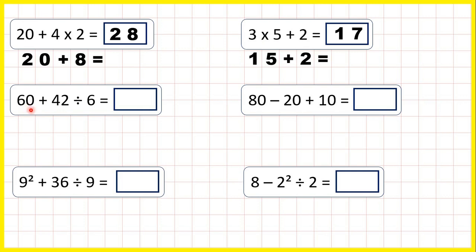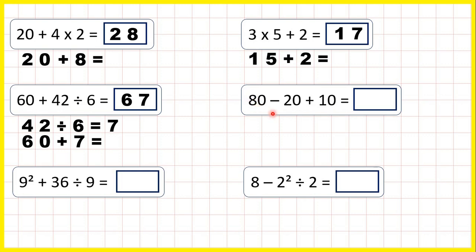Now 60 plus 42 divided by 6. We divide before we add, and 42 divided by 6 is 7. So we need to work out 60 plus 7, which is 67.